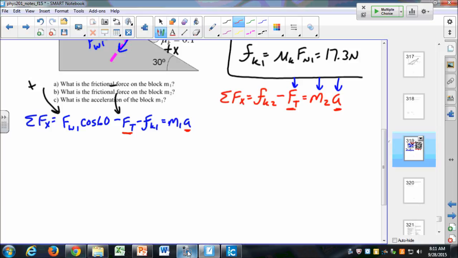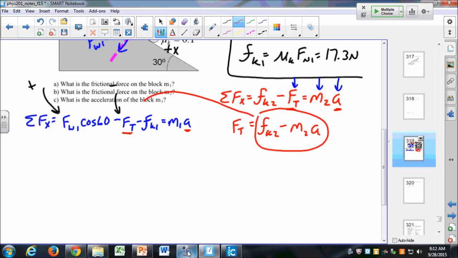I'm looking for the acceleration. So I'm going to solve the simpler of the two equations so that it's in terms of the acceleration. That is, I'll say that ft is equal to fk2 minus m2a. I solved it for ft in terms of the acceleration. That way I can plug this in over here, and I'll have an equation that has only one unknown, which is the unknown that I'm looking for.